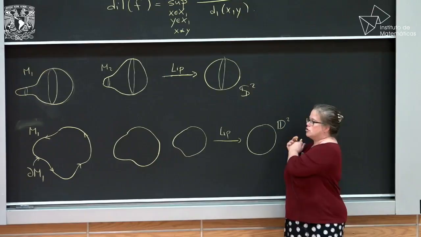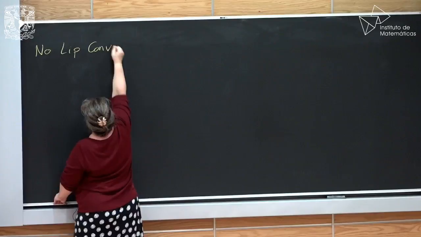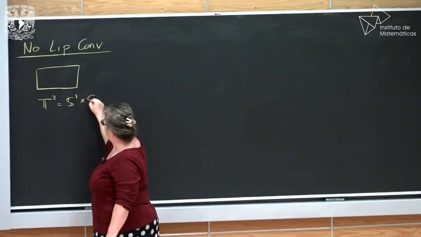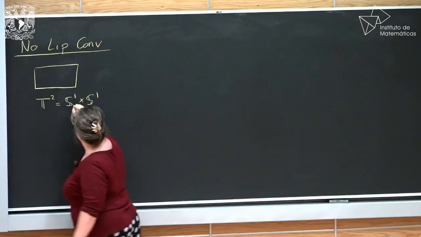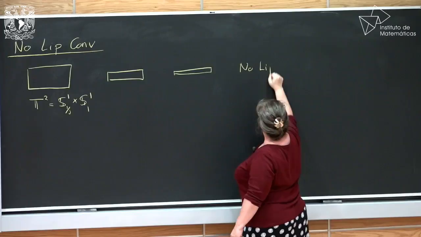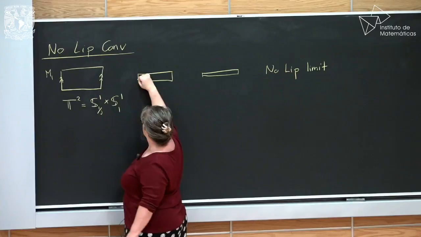It does not work. You have no Lipschitz convergence if you have, say, a sequence of tori, this is T2 equal to S1 cross S1, and you make them thinner and thinner. So let's make this 1 over j, 1. So you get a sequence of tori. This has no Lipschitz limit. That's our M1. This side identifies with this. But we would kind of like to say that it has a limit.